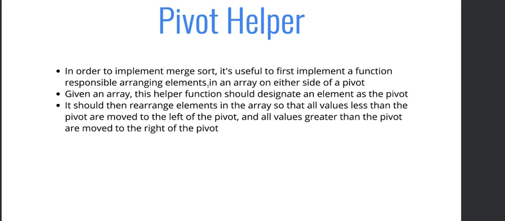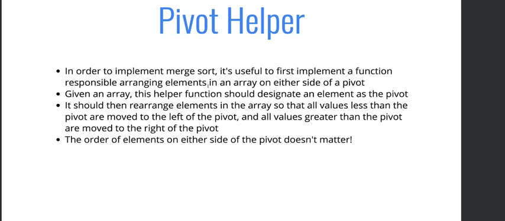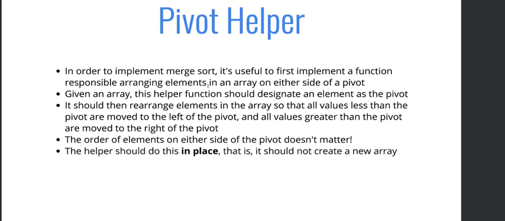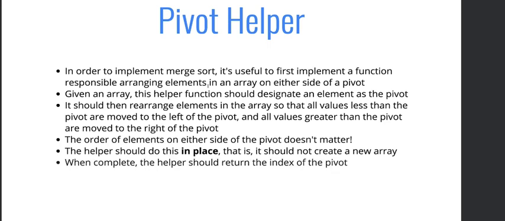All values less than the pivot are moved to the left, and all values greater than the pivot are moved to the right. But the order on either side doesn't matter. It just needs to be less than the pivot on the left and greater than the pivot on the right. But inside the left and right, it doesn't matter what order they're in. The other really important thing is that this helper should do it in place. So it should not make a new array. And it should return the index of the pivot. It does everything in place, so don't make a new array to do it.